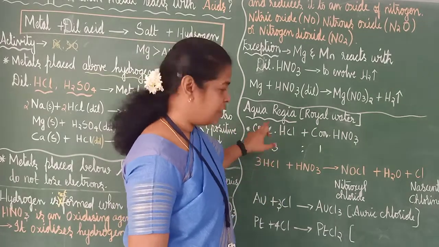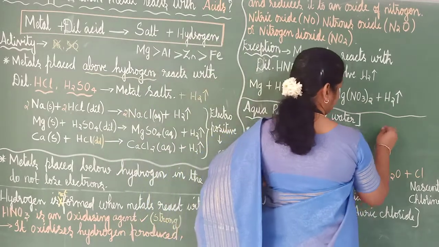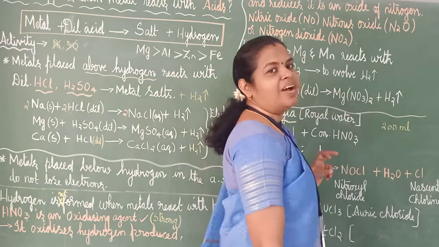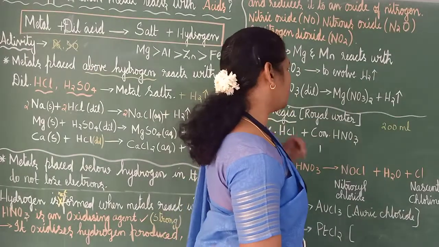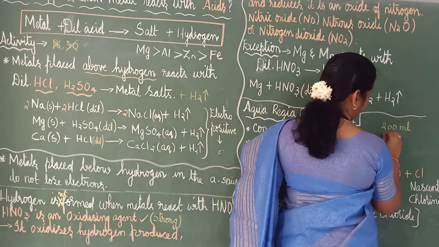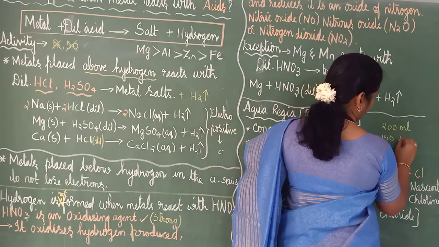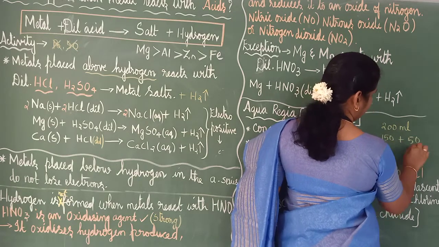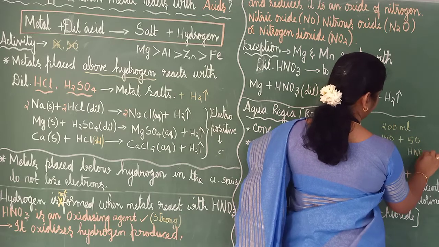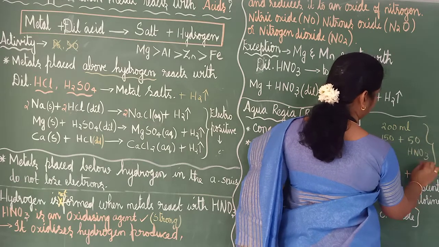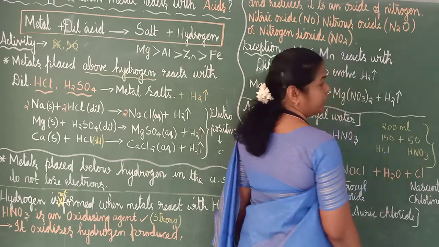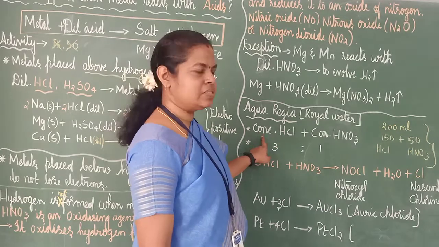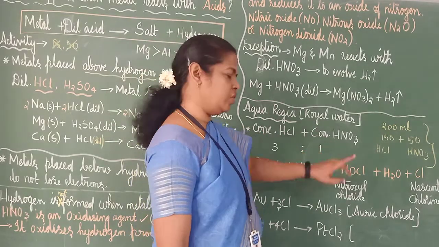concentrated HCl 3 parts. See, for example, you are taking 200 ml of magic water. Which water? Royal water, or it is also called aqua regia. In 200 ml, 3 parts means 150 plus 50, right? So this 150 will be HCl, this 50 will be HNO3. You should keep this in mind. You should not put like 50 HCl and 150 HNO3. It's wrong. Okay, in this proportion, 3:1 ratio, concentrated HCl and concentrated HNO3 you should take.